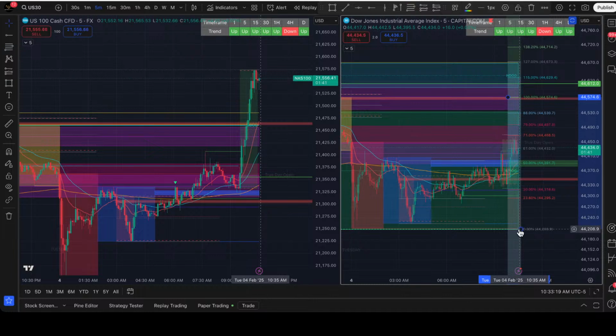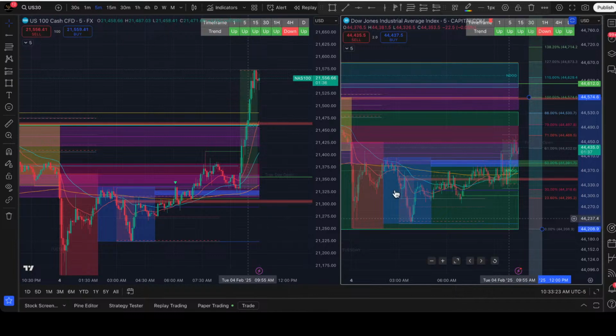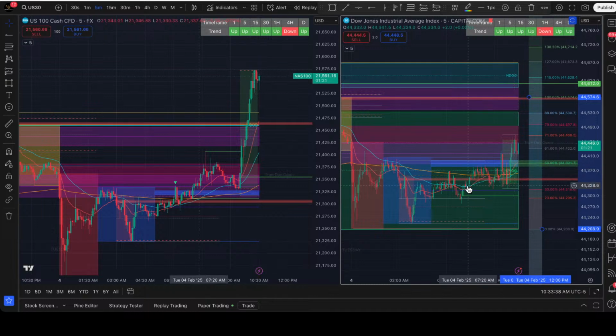And we're sitting inside that new day opening gap. Sorry, new week opening gap, I should say. So you'll see that abbreviation, NDOG, new day opening gap, and NWOG, new week opening gap.